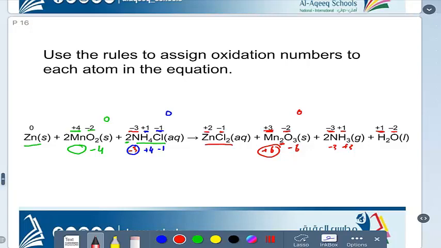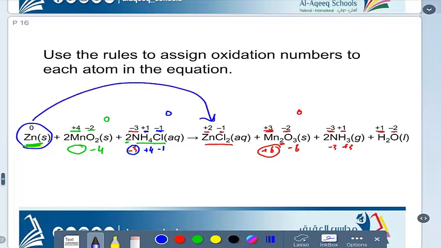Now we calculate everything here, but we need to identify which element is oxidized, which element is reduced. Look at this zinc. Zinc here was 0, changes into +2. It increases in its oxidation number, so it's oxidized. What about Mn? Mn here, +4 changes into +3. The oxidation number decreases, so it's reduced.